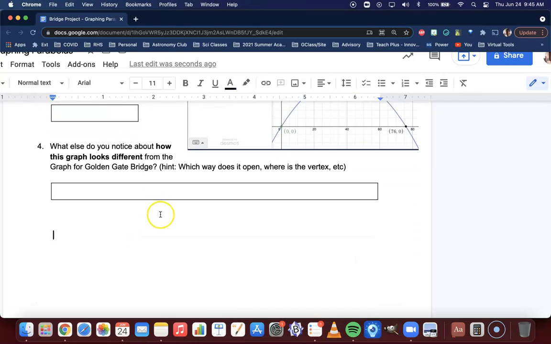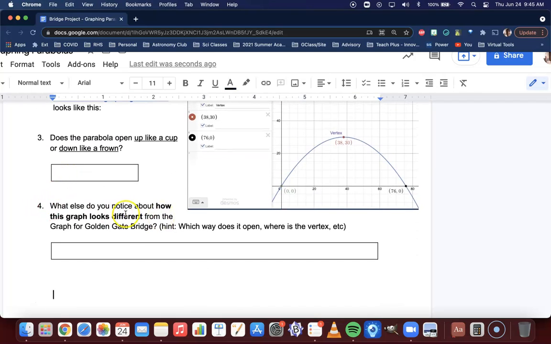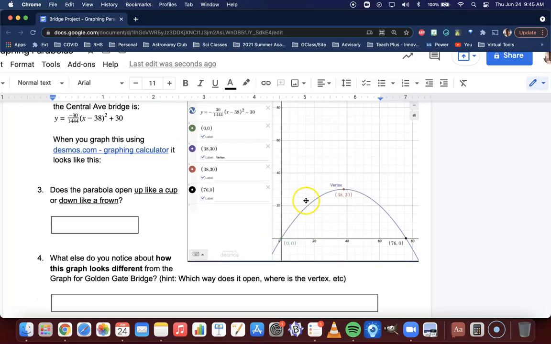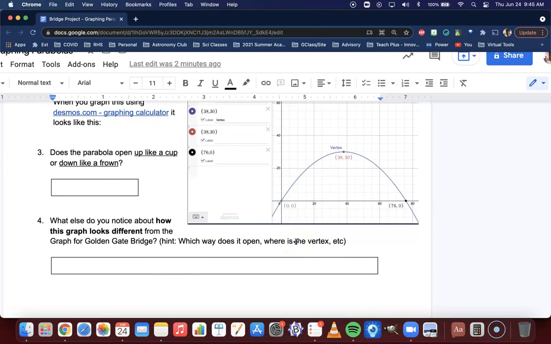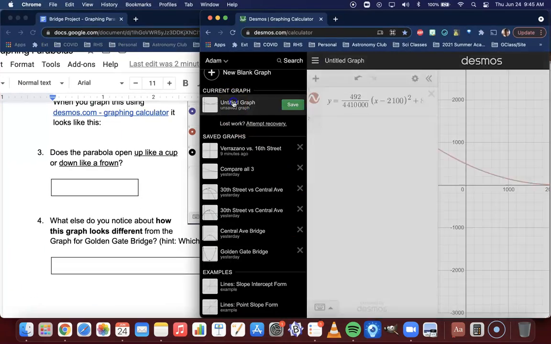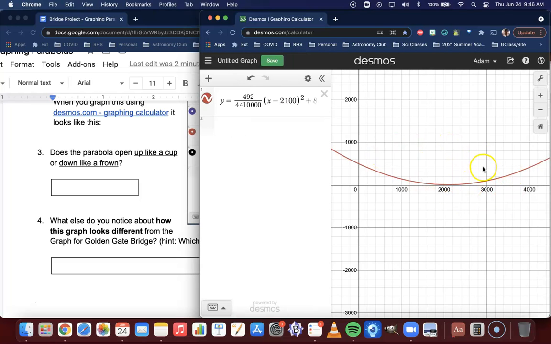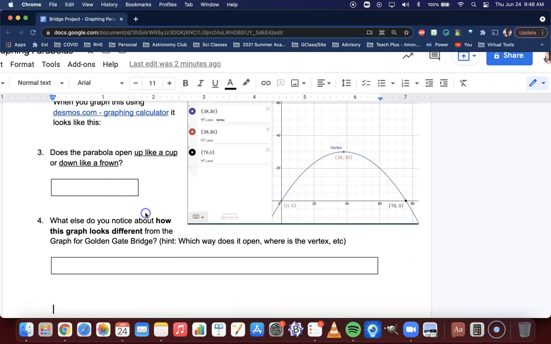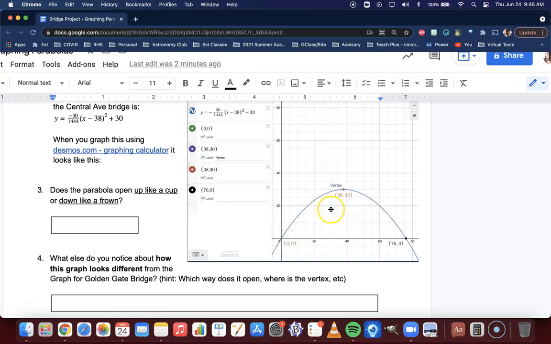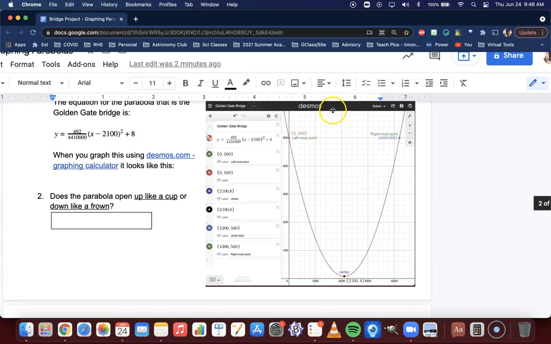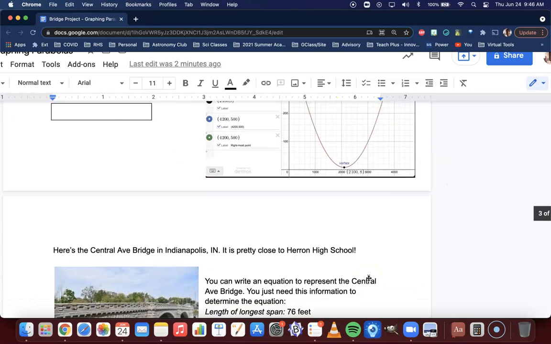And that has something to do with its equation as well. Next, I'm going to ask you to answer what looks different about this from the Golden Gate Bridge. And of course, you can use Desmos to help you there. You can take the graph that we've got going here and plot the Central Street Bridge against it. And you can use it to help you compare. Quite a few things are different between this and this. Just look at the points that are plotted.